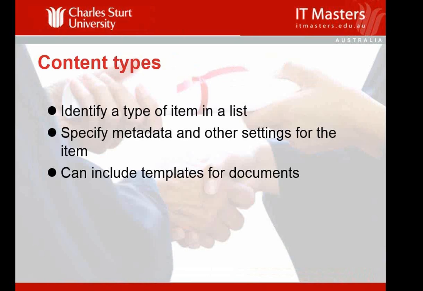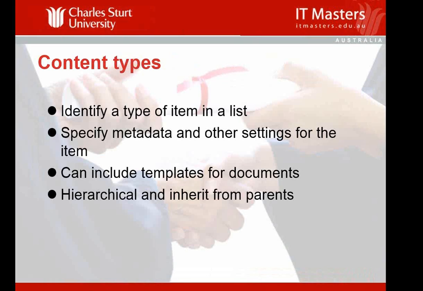So every single list item within SharePoint has what's called a content type that identifies essentially the type of item it is. So yes, it's a list item, but is it a document? Is it a task? Is it a calendar event? These are all different content types within SharePoint. And so they're basically used to identify the type of an item. It specifies the metadata and other settings to be used on the document.